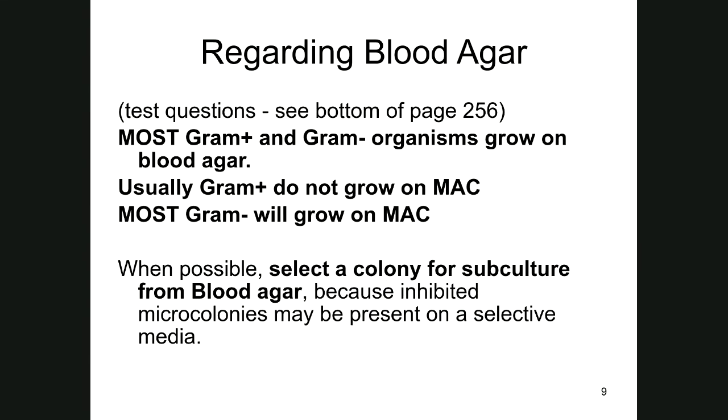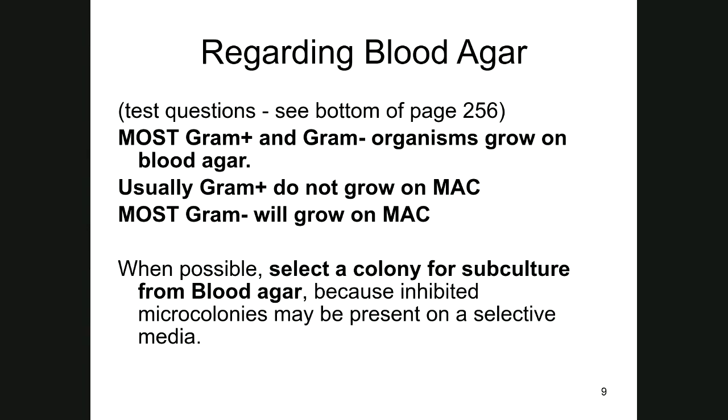Appendix B. So regarding blood agar, okay? And again, there could be some test questions on the bottom of page 256 and here in the bold. Most gram-positive, okay, purple staining organisms, and most gram-negative organisms, the reddish-pink organisms, grow on blood agar. Most do that. Of course, not all organisms have read that statement, but most gram-positive and gram-negative will.